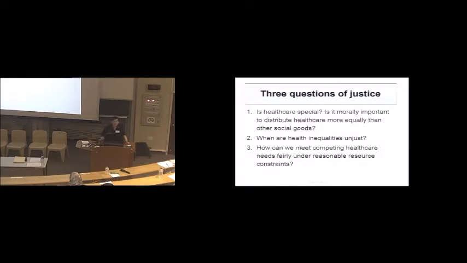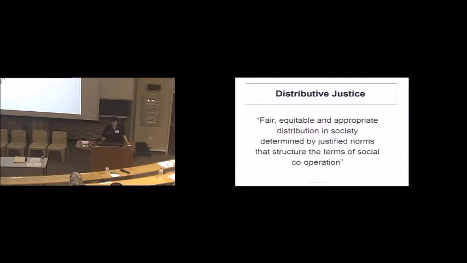Norman Daniels, who's written a lot about distributive justice, says that we should ask 3 questions about justice. And the first thing is, is healthcare special? Is it different from any of the other social goods that society would want? When are healthcare inequalities unjust? And how can we meet competing healthcare needs fairly under reasonable resource constraints? And obviously, if you're a country that's very rich, the way you look at distributional issues would be very different from a country like us, where we do have significant resource constraints.